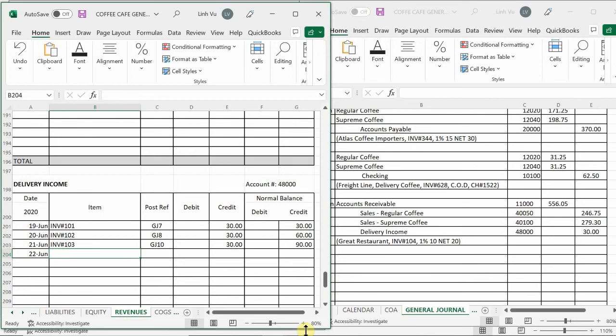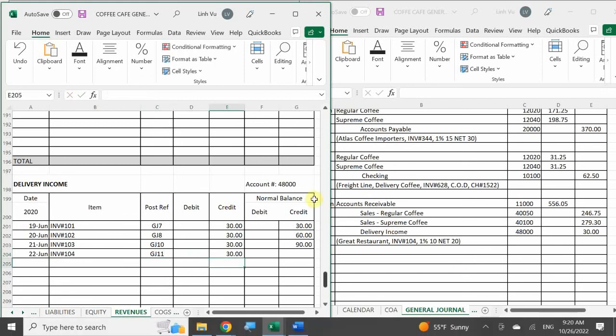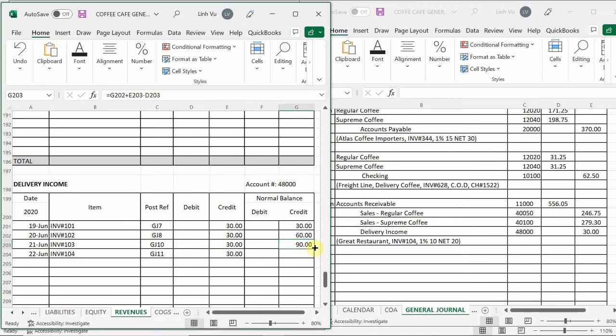So we'll add 30 more to that 90. That gives us 120. And next we'll be going to the subledger. You just skipped two accounts.